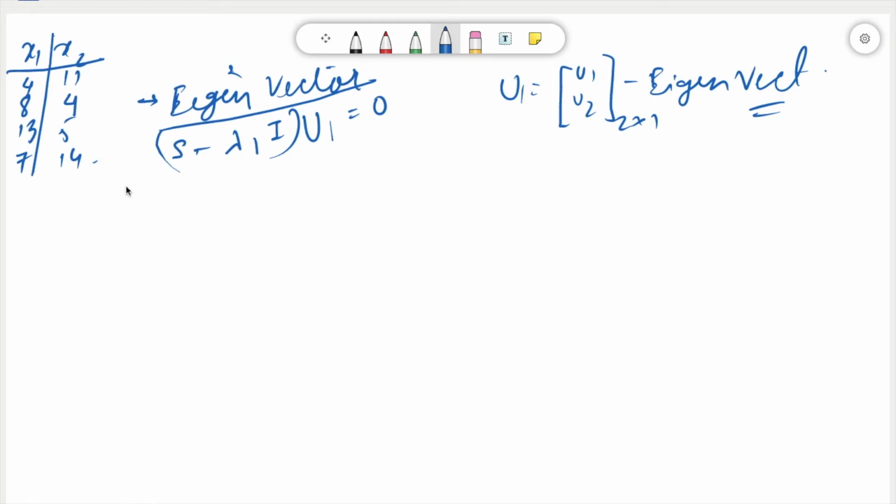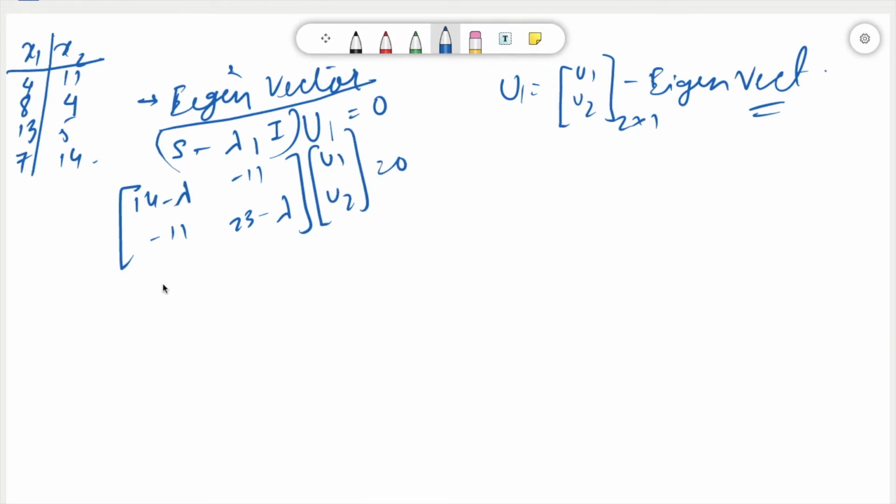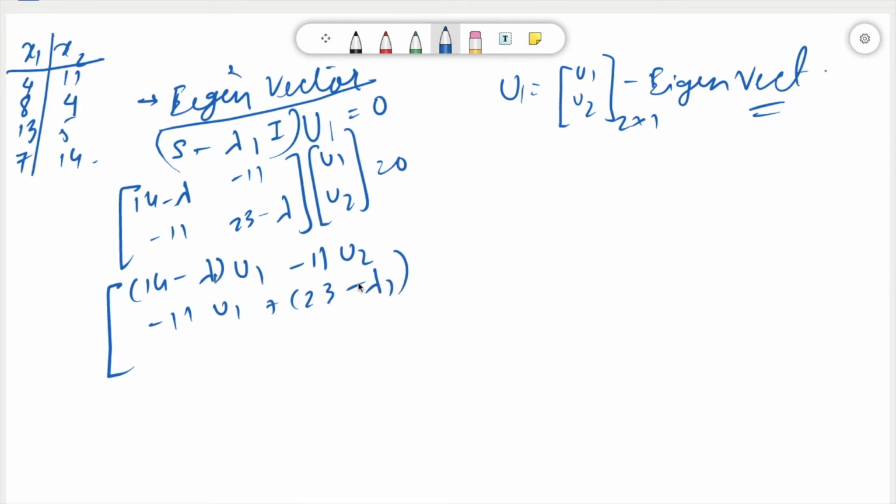Okay, so next if we substitute this, we'll get the matrix with 14 minus lambda, minus 11, minus 11, 23 minus lambda, multiplied by u1 and u2, is equal to 0. If we calculate this, we get 14 minus lambda 1 multiplied by u1 minus 11 u2, and minus 11 u1 plus 23 minus lambda 1 into u2, equal to 0, 0.